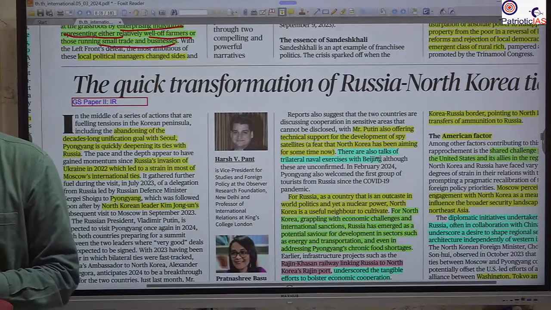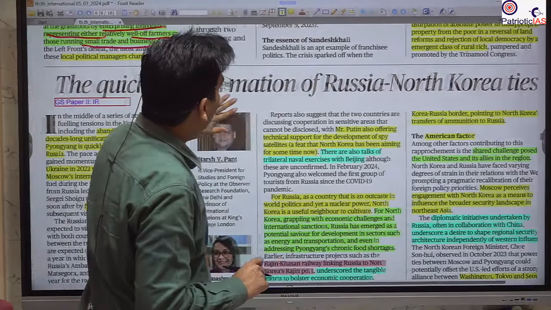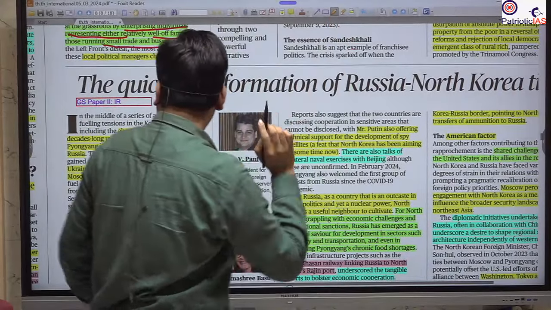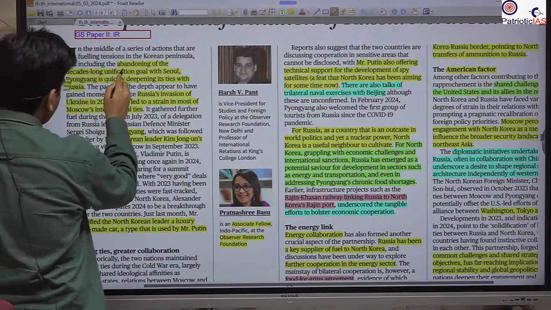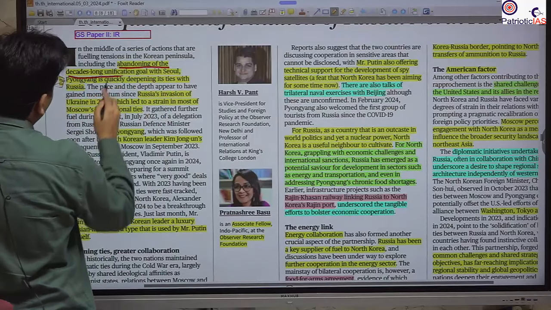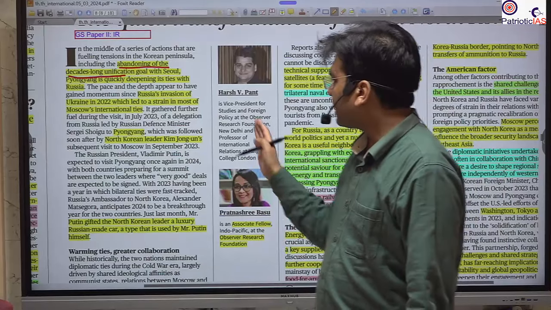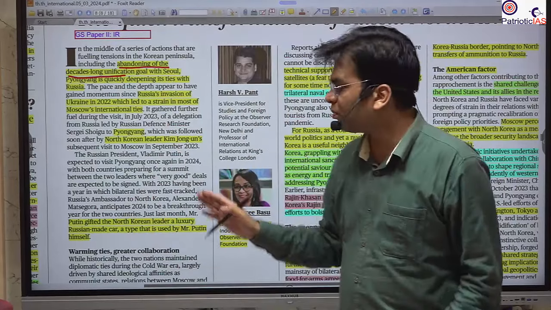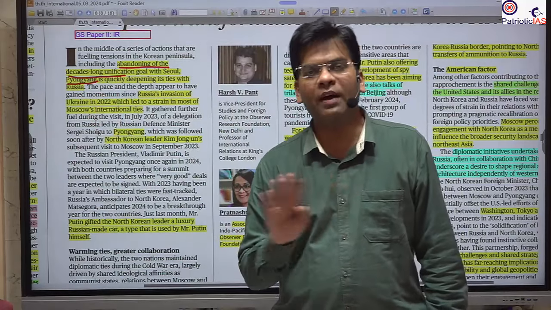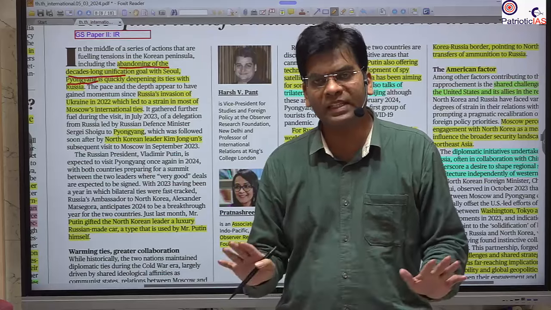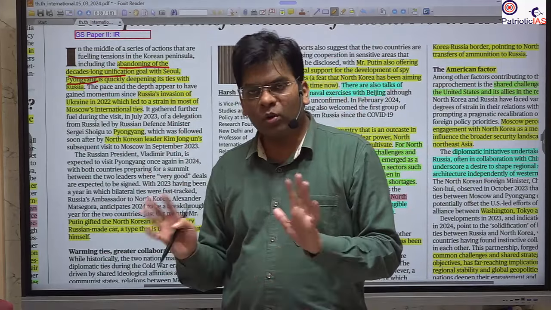Next important news that we will see is the quick transformation of Russia-North Korea ties. Okay, so here we will see that there has been a sudden shift. The first is that recently we saw the abandoning of the decade-long unification goal of North Korea and South Korea. Now it has shifted towards a policy of isolation by North Korea. North Korea is saying, I don't have to do anything with unification, we are not interested anymore.